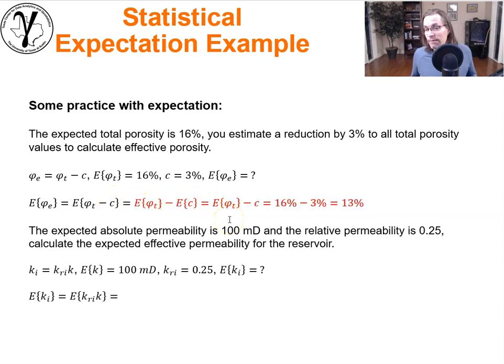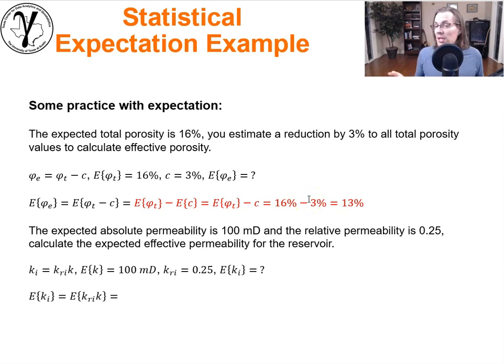Well, that's very straightforward. We already worked through that just now. We have the distributive property of expectation. We can go ahead and say the expected value of total porosity minus this constant to adjust it to effective porosity is just equal to the expectation of total porosity minus the expectation of the constant. Well, the expectation of a constant is equal to the constant, and so we get the expectation of total porosity, 16%, minus the constant, and 13%.